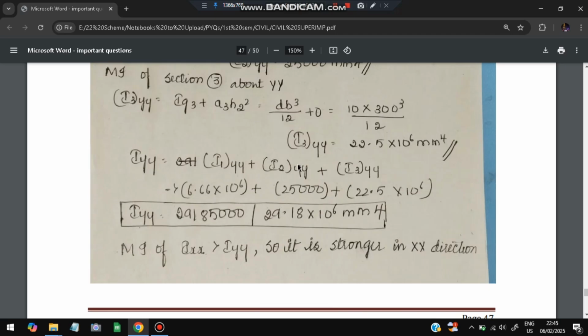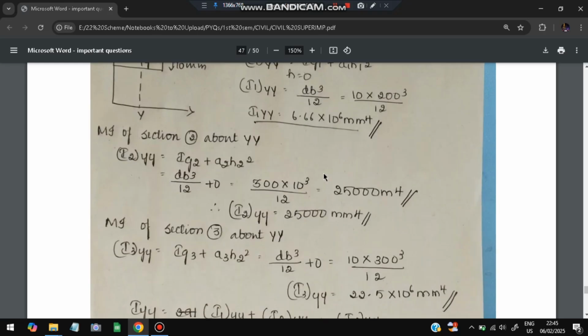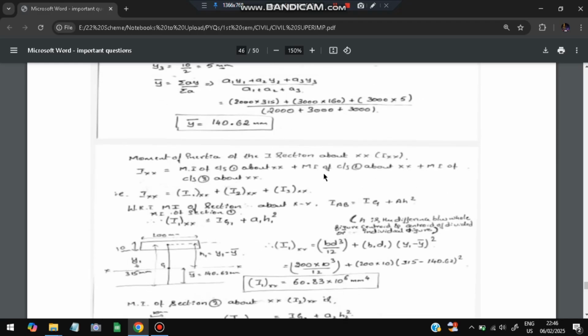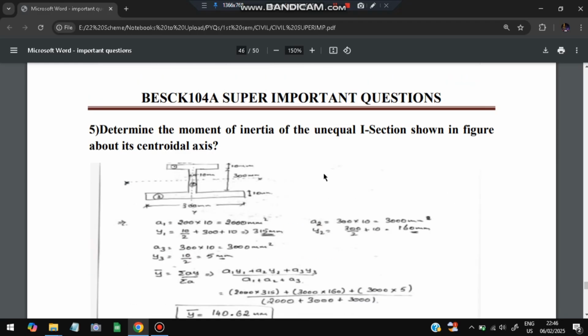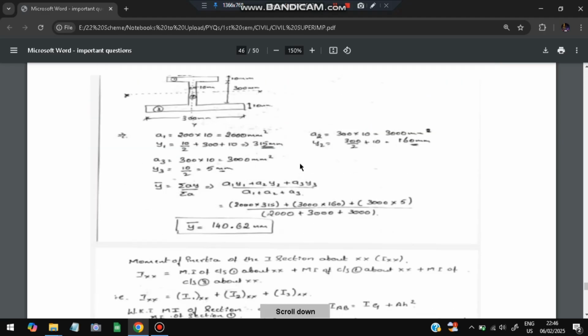So X is stronger than Y, the hold is stronger in the X direction. That one will be considered. So basically what it says, if we balance this diagram from the x-axis, or if we balance it in the y-axis, which is stronger. Same things, whatever is done for the x-axis is also done for the y-axis. If you go through the steps carefully, you'll get to understand.